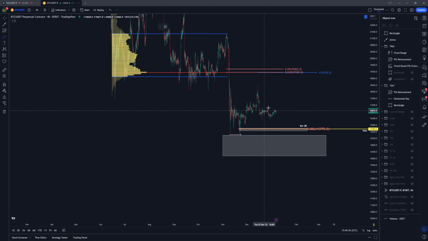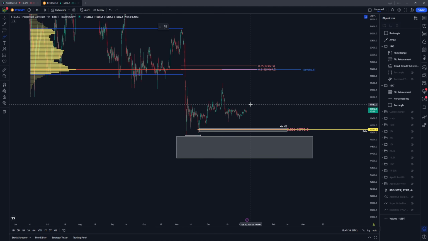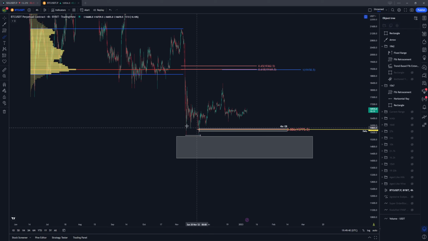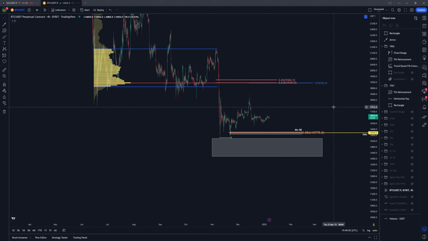Now, it doesn't matter which level is hit first. I do have a little bit of a bullish bias here and would like this level to be hit first and then take this level. But at the end of the day, it doesn't matter because I'm going to trade both of them. All right, so this is the next larger level to the upside and the downside.